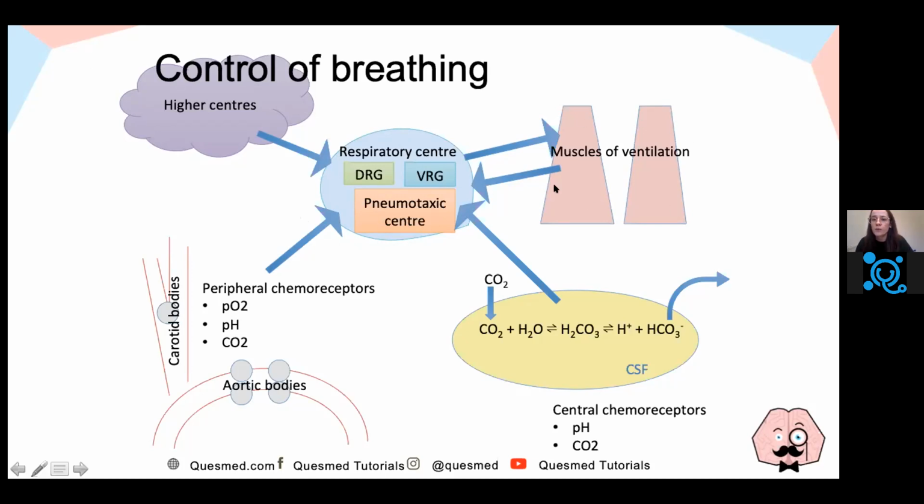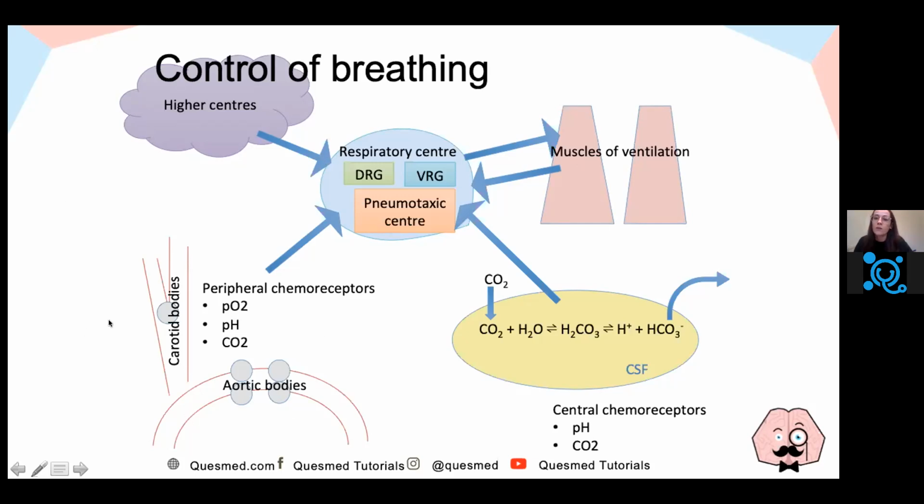We've also got the muscles of ventilation, so if things are getting too stretched, we've got receptors which sense stretch, and we will stop stretching any further and so stop a breath from happening in that way. And then we've got other things, so if we're exercising, our brain tells us to start breathing fast far before our carbon dioxide levels start becoming too high and our oxygen levels start becoming too low.